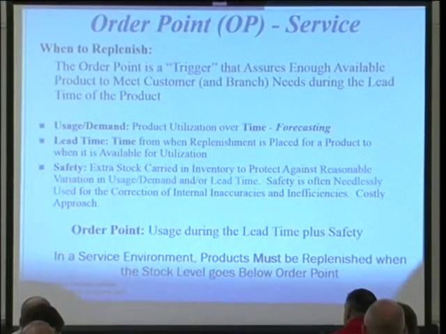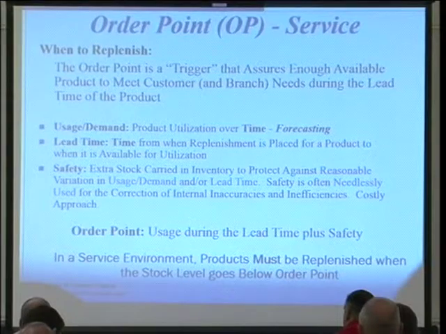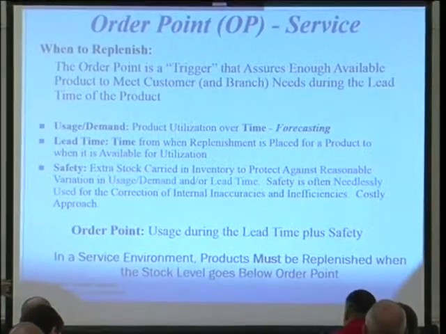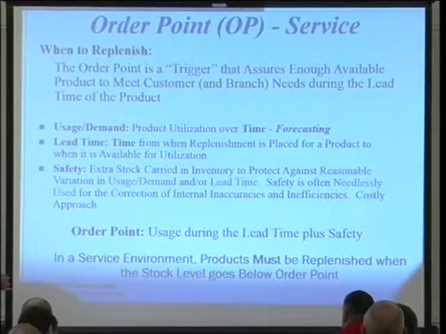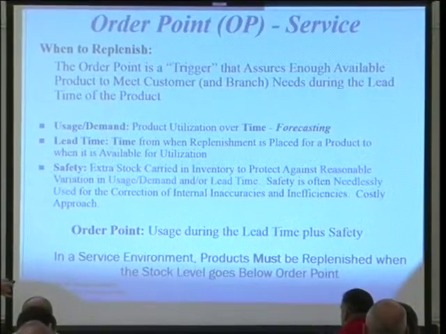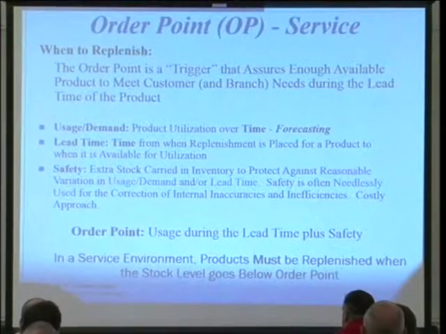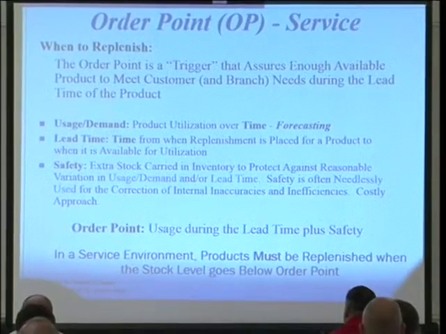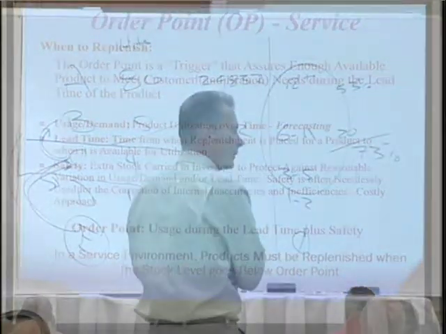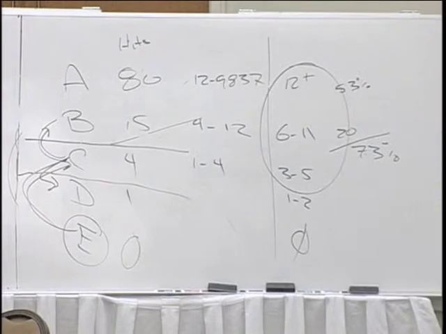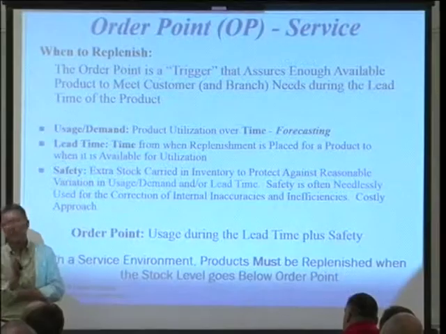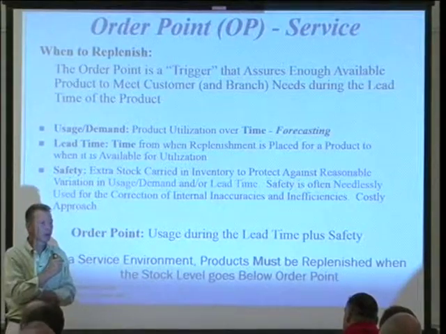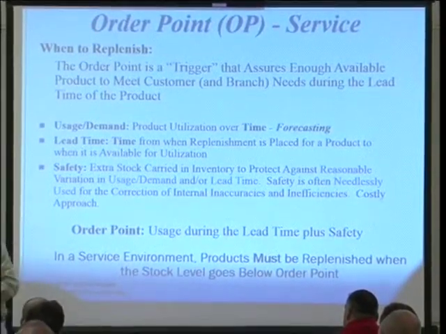All right? It's made up of usage, lead time, and of course, safety stock. And I covered this morning, but it's extra stock carried in inventory to protect against reasonable variations in usage and or lead time. Let's first talk about reasonable. What am I talking about there? What was the fill rate that I said most of you probably should be going for? 95 to 98, correct? 96 to 98. So that means by default, we are going to have what? We are going to have stockouts.